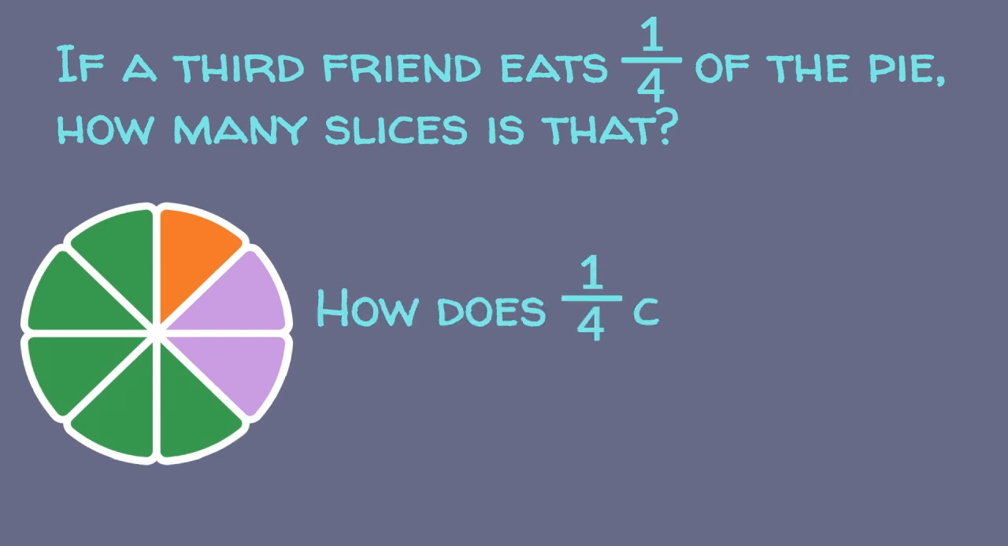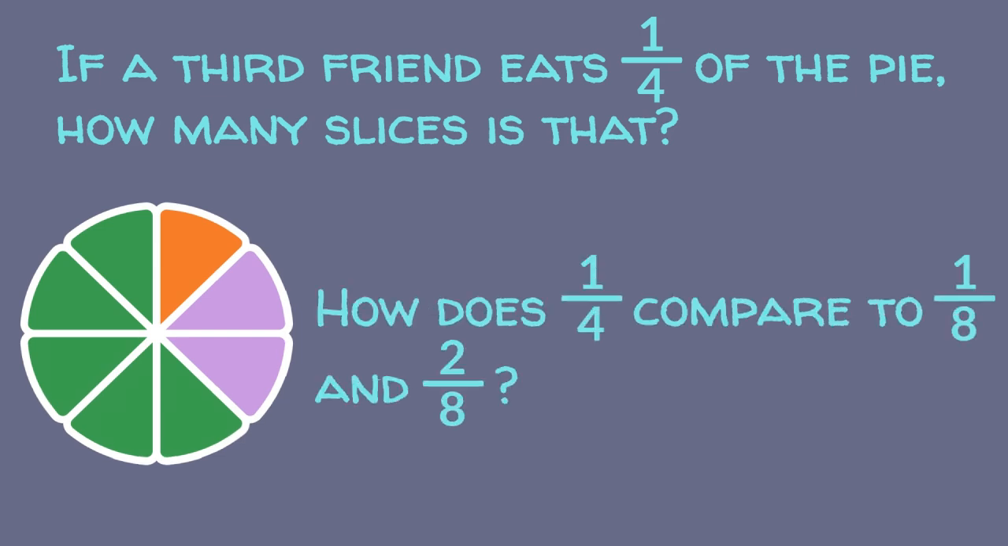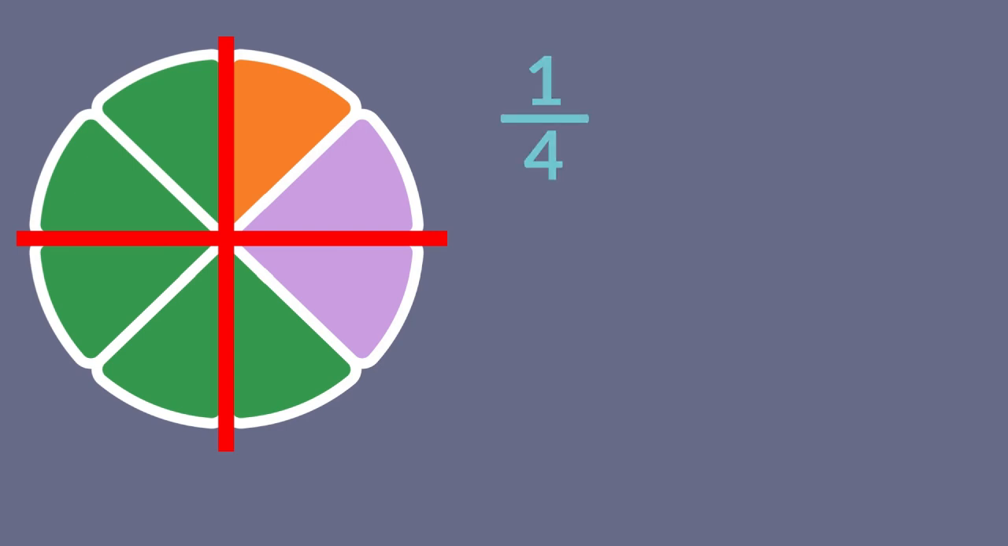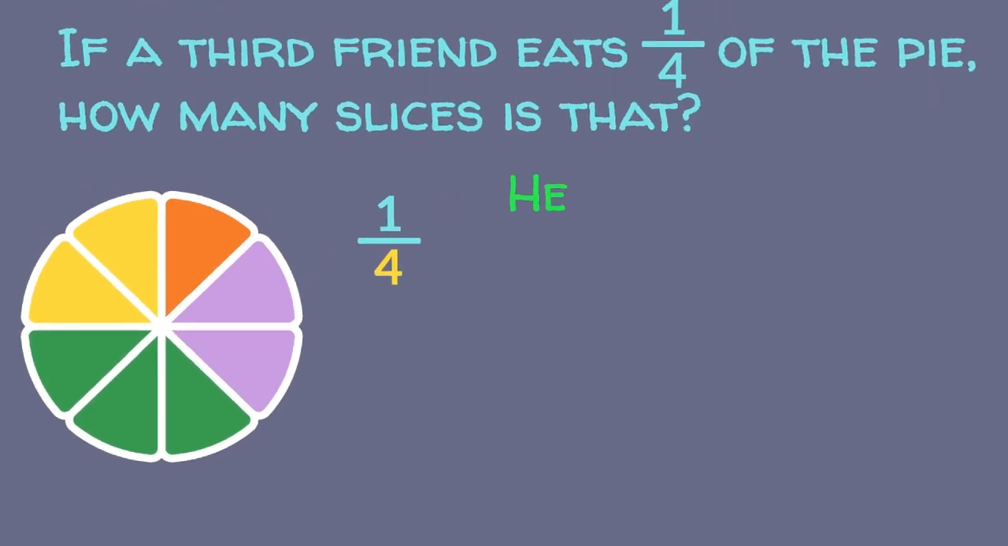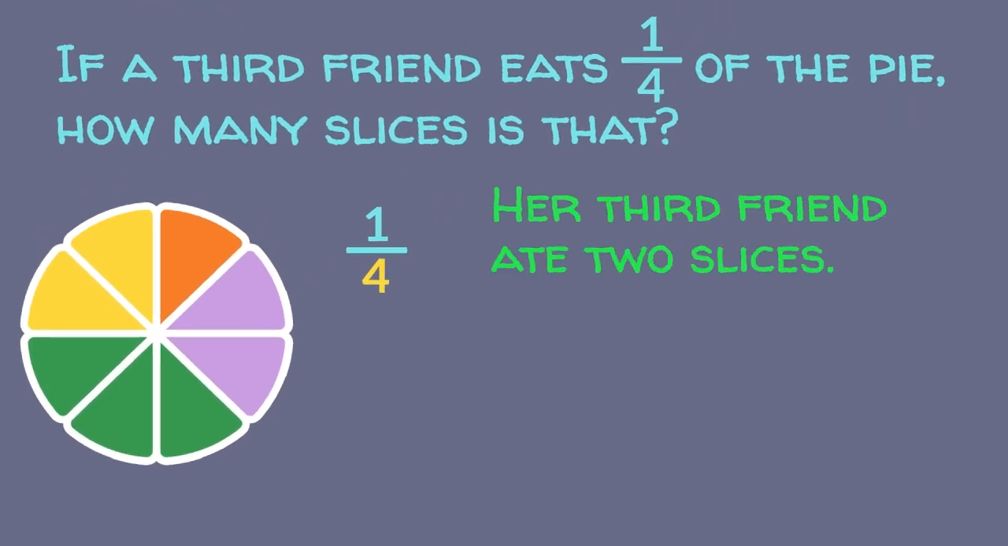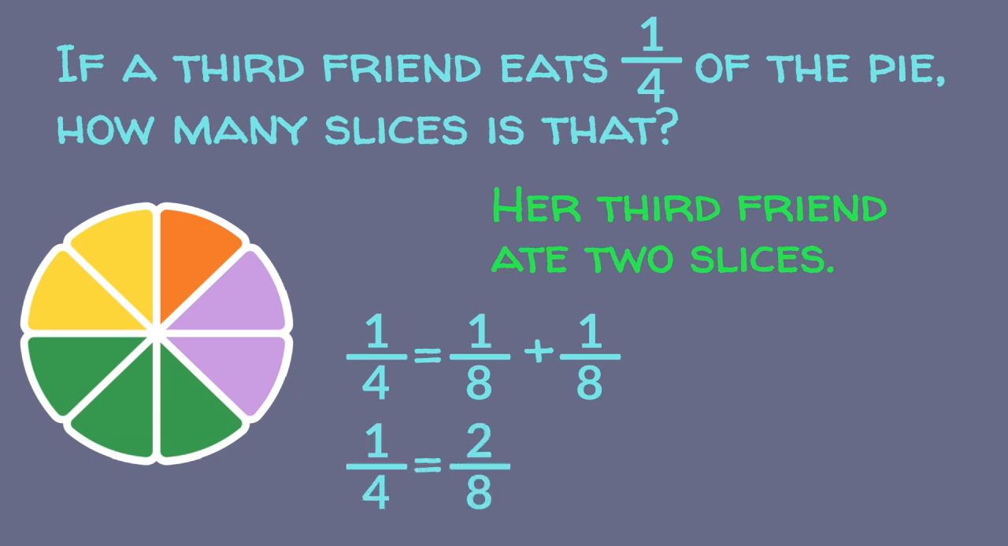How does 1/4 compare to 1/8 and 2/8? To answer these questions, first I divide the same circle into 4 equal pieces to represent the denominator of the fraction 1/4. Then I shade in one of the 4 sections to show the amount of the pie eaten by Candace's third friend. Notice that shading in 1/4 of the pie is the same as shading in 2/8 or 2 slices. Therefore, her third friend ate 2 slices as well. 1/4 is twice as large as 1/8, but the same as 2/8.